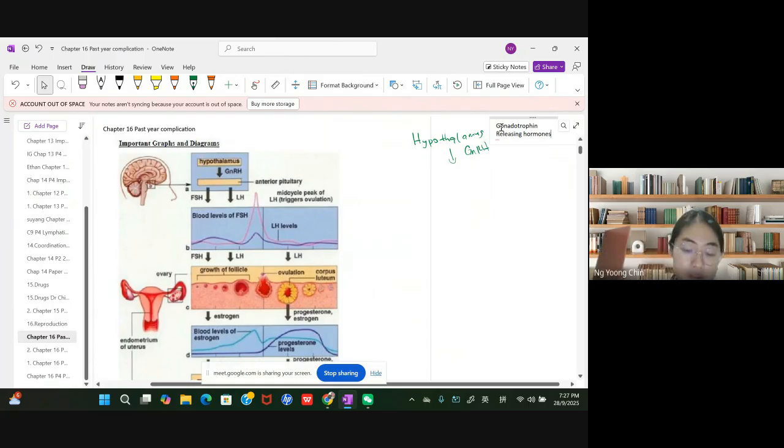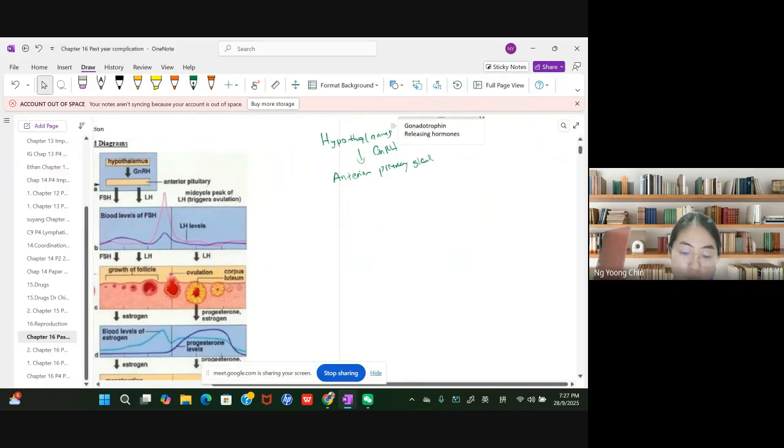So these GnRH hormones will stimulate the anterior pituitary gland. When you talk about the pituitary gland, you have anterior and posterior. Now we talk about the anterior first, because the anterior pituitary gland is the one that will secrete the FSH and the LH.